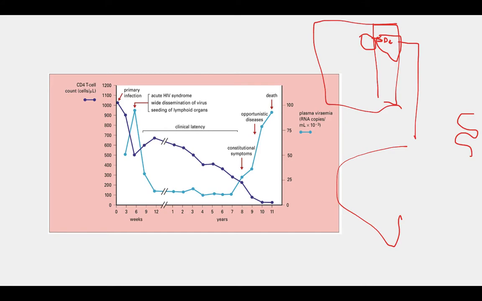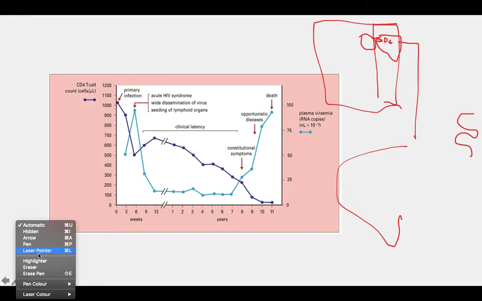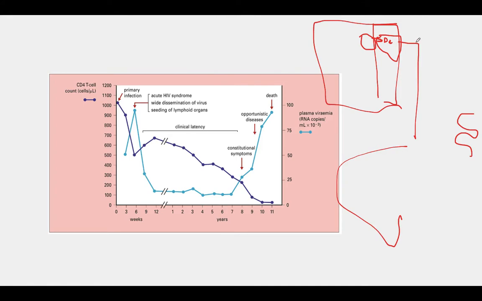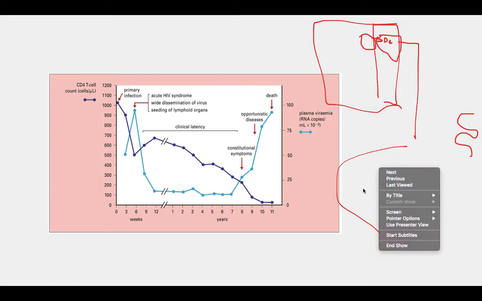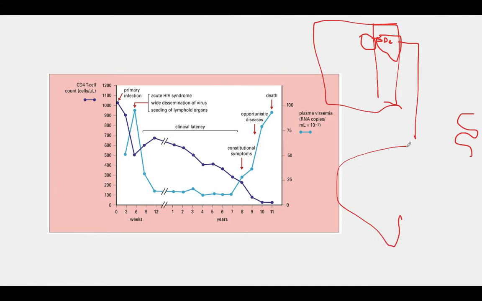Then the dendritic cell will go to the regional lymph node. Once it goes there, it will present it to the T cell and it will make the immune response. Now the primary infection, as you can see here, this is the CD4. It will be normal, but with time it will drop.